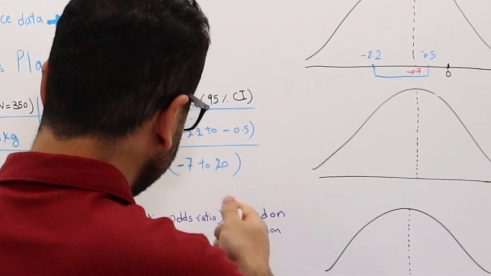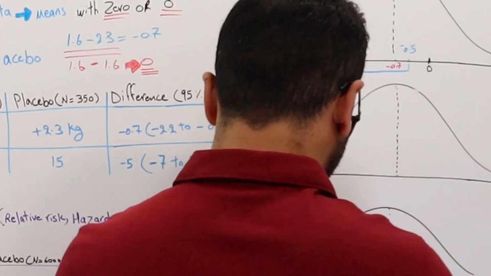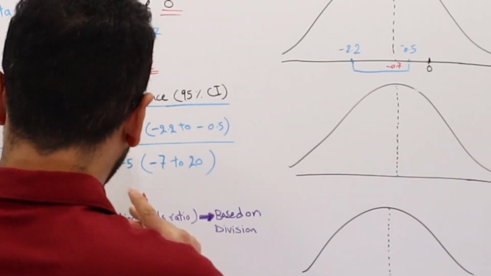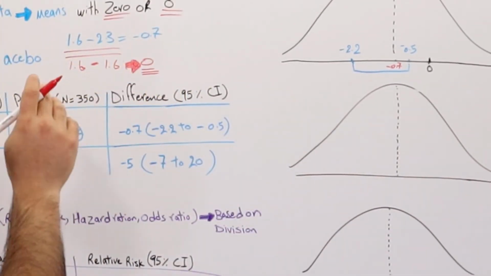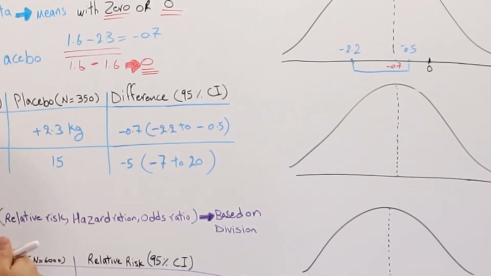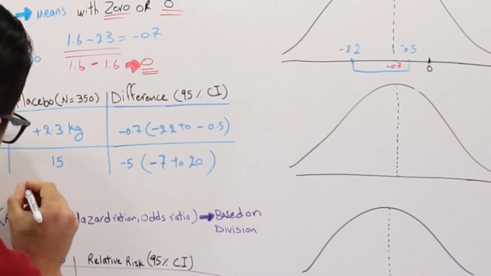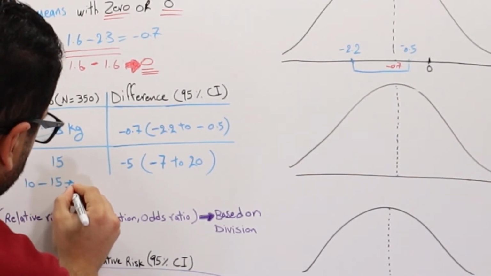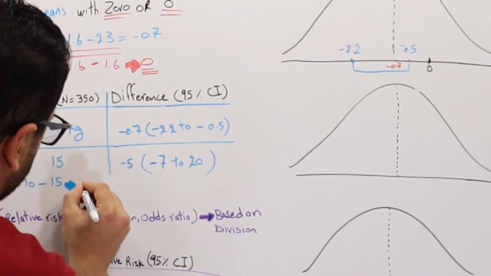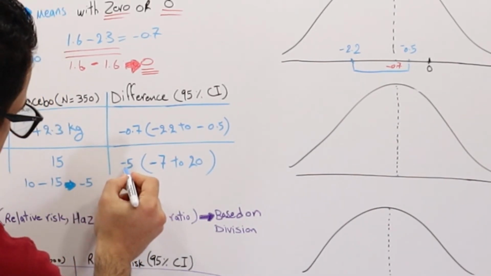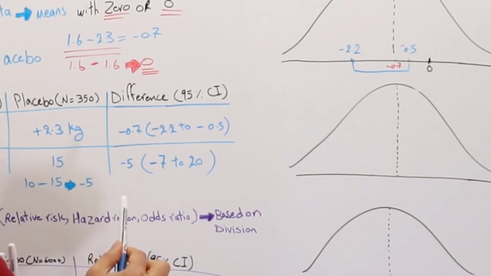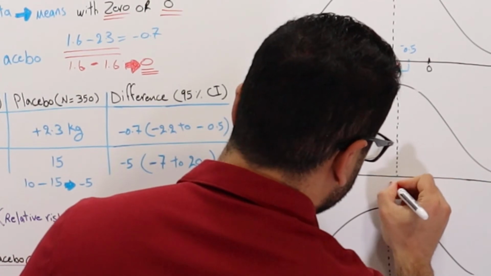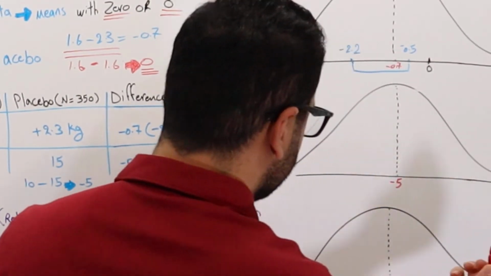Let me go over here. This is the mean, just like I mentioned. I did the same thing. Step number 1: 10 minus 15 is basically negative 5. That's where this negative 5 came from. So now I have the mean, negative 5, right? We know this right now.